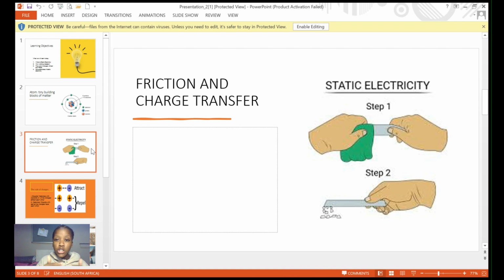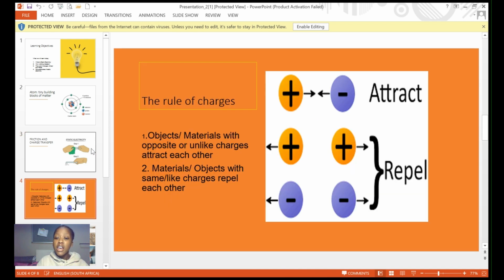The arrows move towards each other. So here remember, in order for the ruler to attract those tiny pieces of paper, it has to be charged first. So it was charged first in order to attract what? To attract those papers. Then, secondly, materials or objects with the same or like charges repel each other.